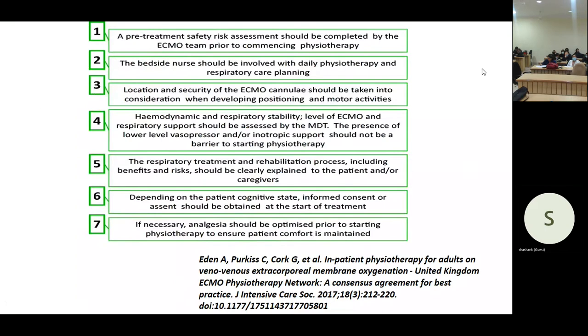you should involve the bedside nurse and the duty doctor with your physiotherapy and respiratory care planning. Then all the cannula, catheters and everything should be secured while mobilizing the patient. Then, as we discussed, the hemodynamic and respiratory stability. If you remember, I mentioned some values. If you want, I can repeat them again.